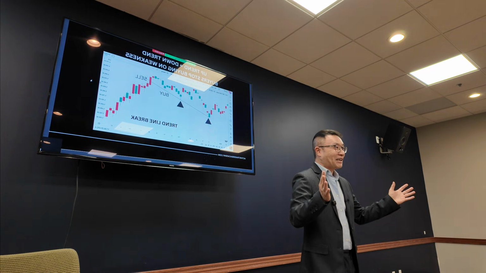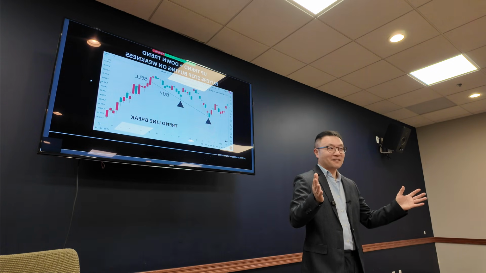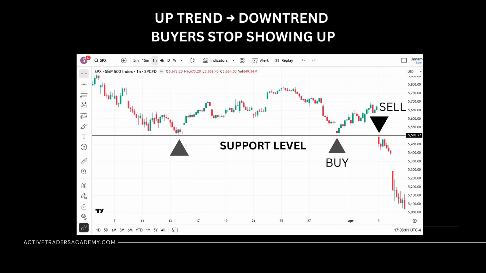Okay? How's everyone doing so far? Good? Good. Okay, another scenario of when to exit a trade from an uptrend to a downtrend is, we looked at some support levels earlier, where the price, again, I'll use the S&P as well, at 5503, has bounced, and then it went back to that same level, so you buy, right? As I taught you, you buy at support.